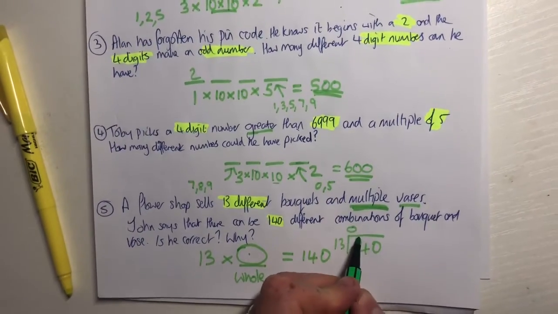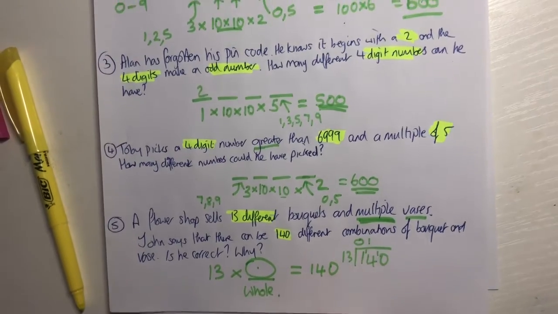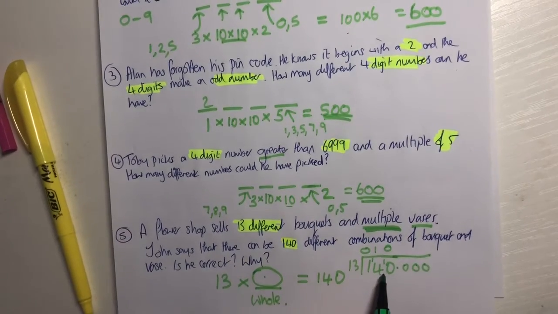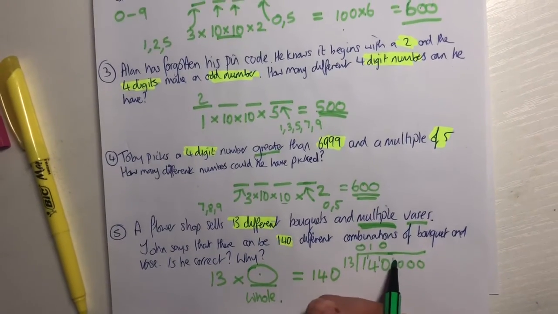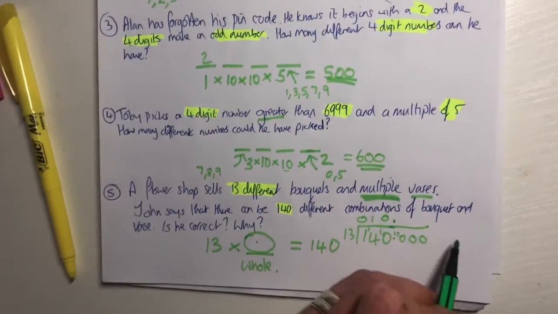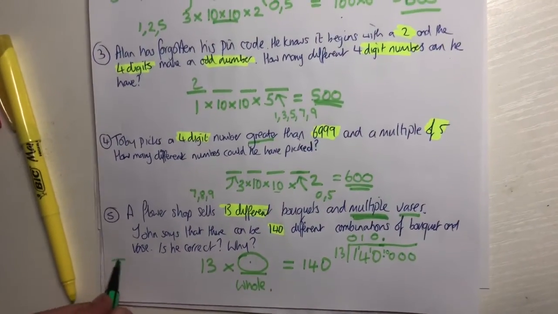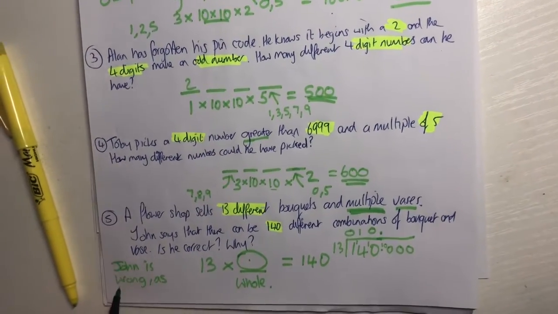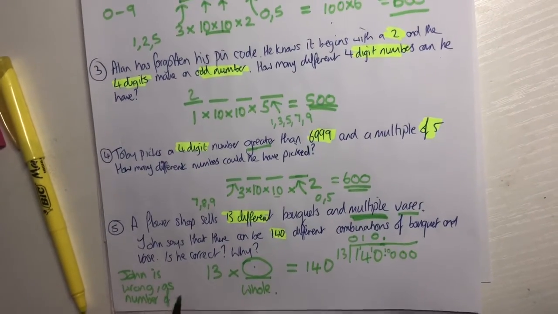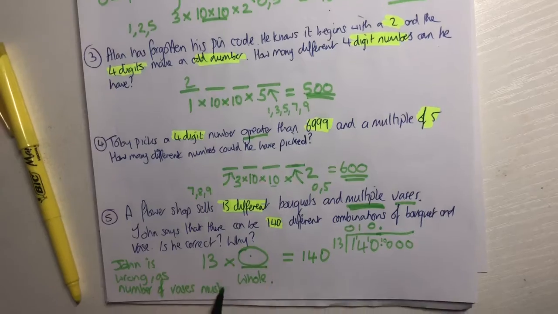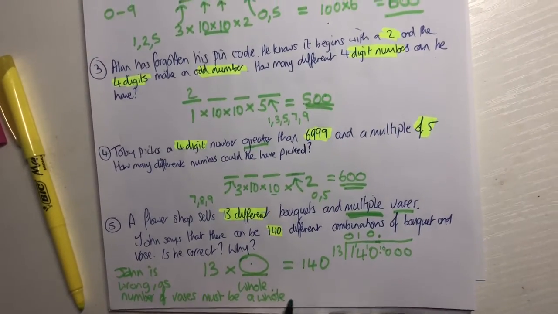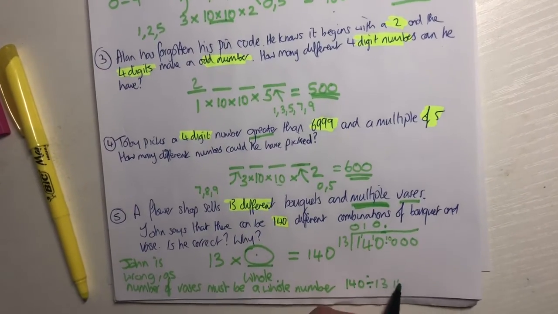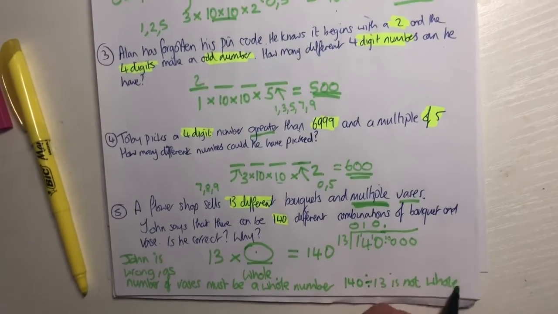13 into 1 doesn't go. 13 into 14 goes once, remainder 1. 13 into 10 doesn't go. I've got to put some decimals down. 13 into 10 doesn't go. 13 into 100, well, that would be a decimal answer. And therefore, John is wrong, as the number of vases must be a whole number, and 140 divided by 13 is not whole. Okay.